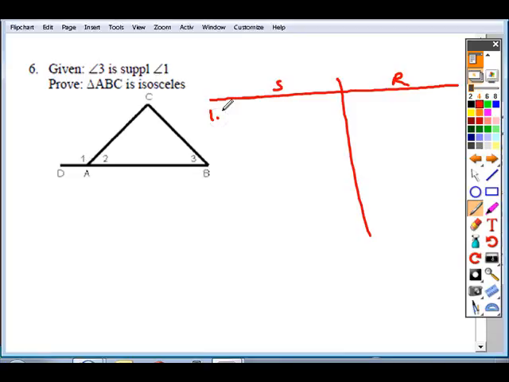You're always going to copy the givens word for word. Now, a lot of people are tempted to interpret the given statement when they write it down. Okay, but don't. I want you to copy it exactly as it appears.